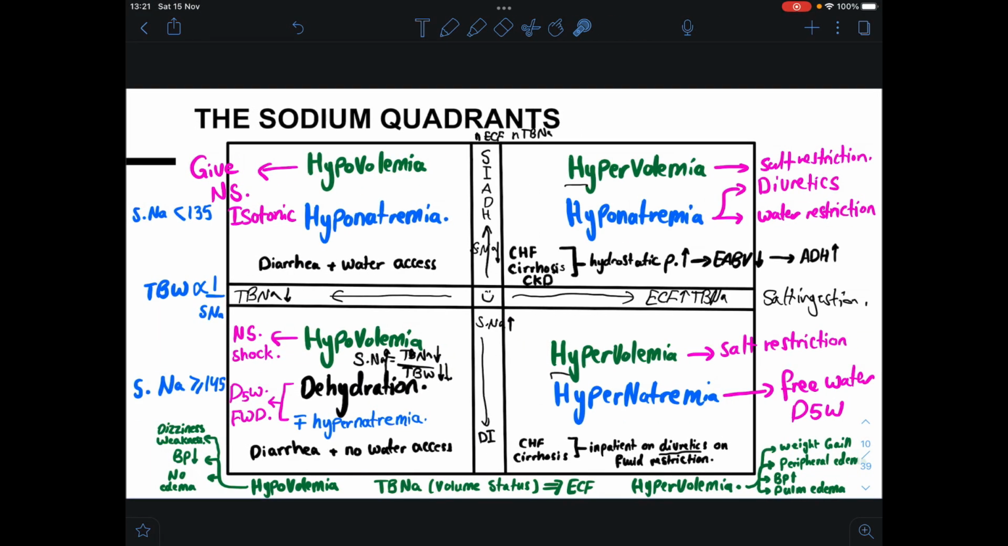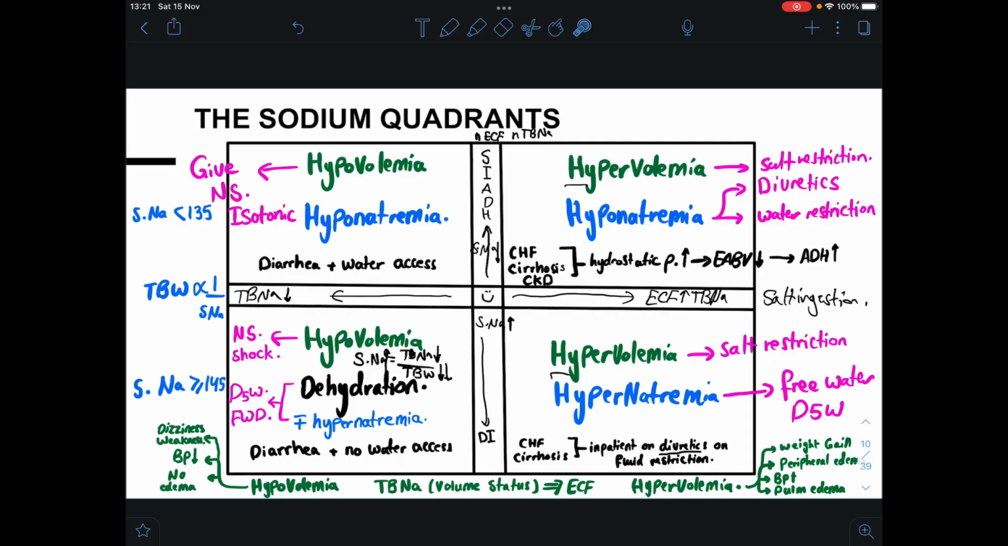This diagram summarizes all of the sodium disorders, and it's organized in a very nice way. On the y-axis you have the total body water, and total body water affects serum sodium, and it's inversely proportional to it. Whenever total body water increases, serum sodium decreases. Whenever it decreases, serum sodium increases. Total body sodium is also another factor that plays a role, and it affects the extracellular fluid compartment, causing hypervolemia or hypovolemia.